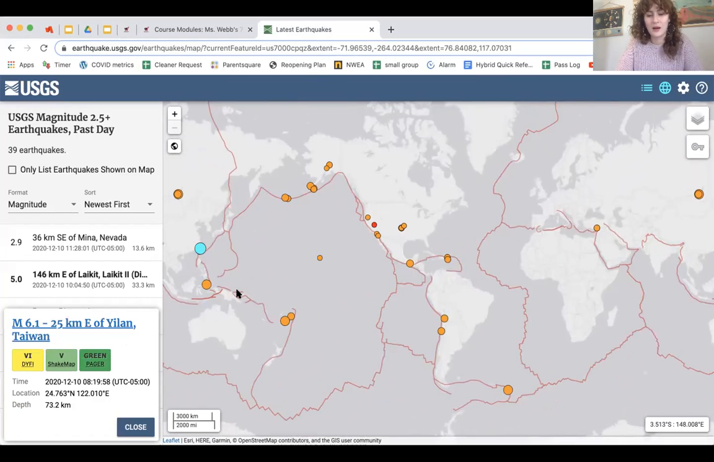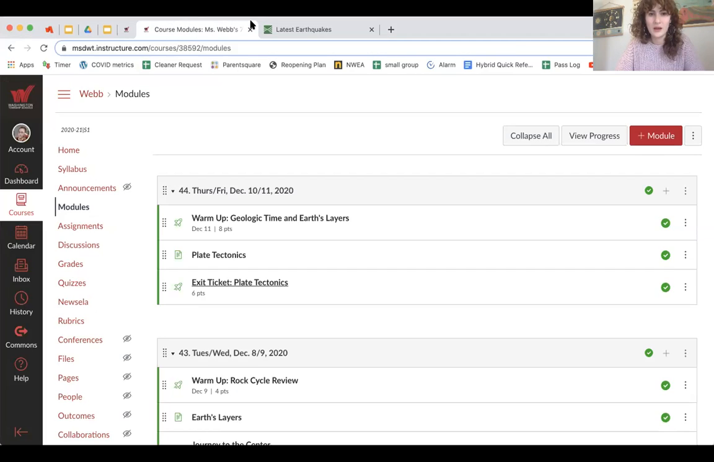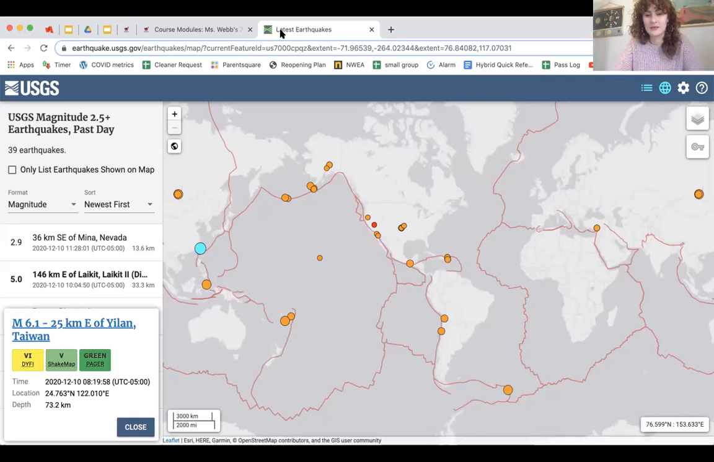Even this one here, we probably won't hear about it in the news, although people in Taiwan probably felt that one. The other thing I should mention is that most of these earthquakes are touching or near one of these red lines. And these red lines, of course, are the tectonic plates of Earth that we're going to learn about in detail today.